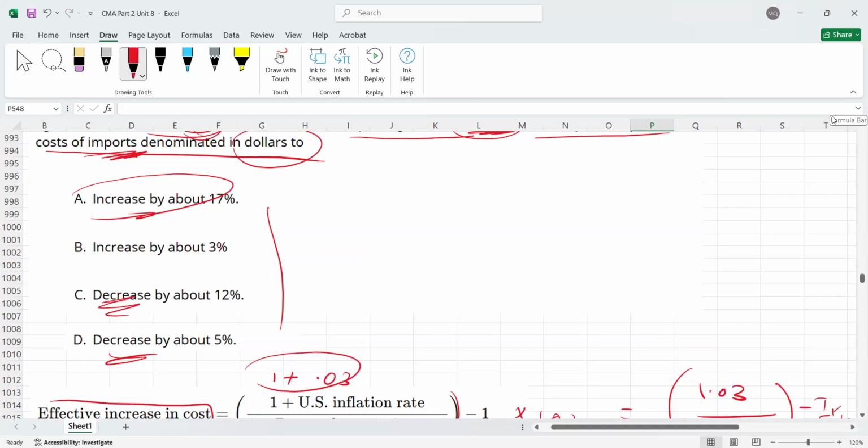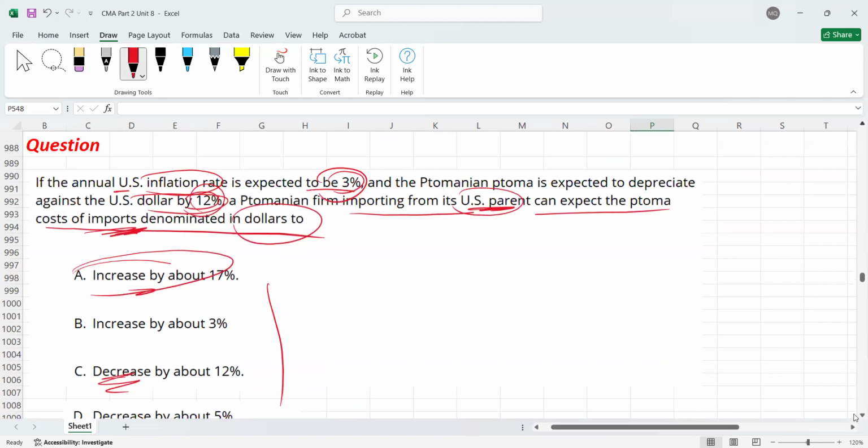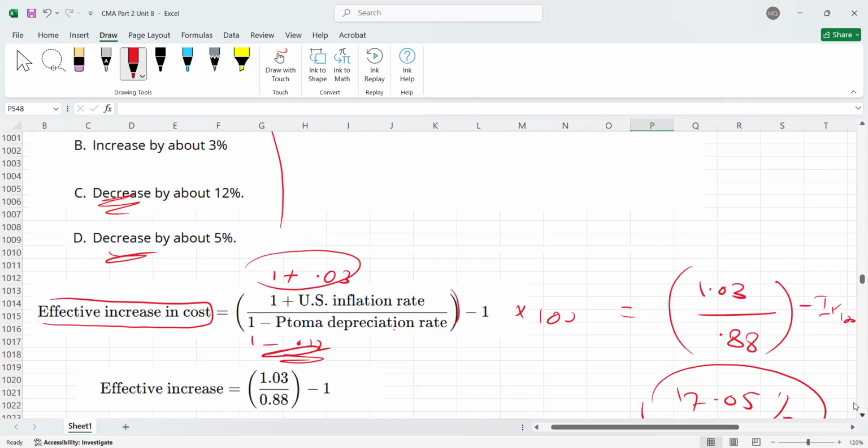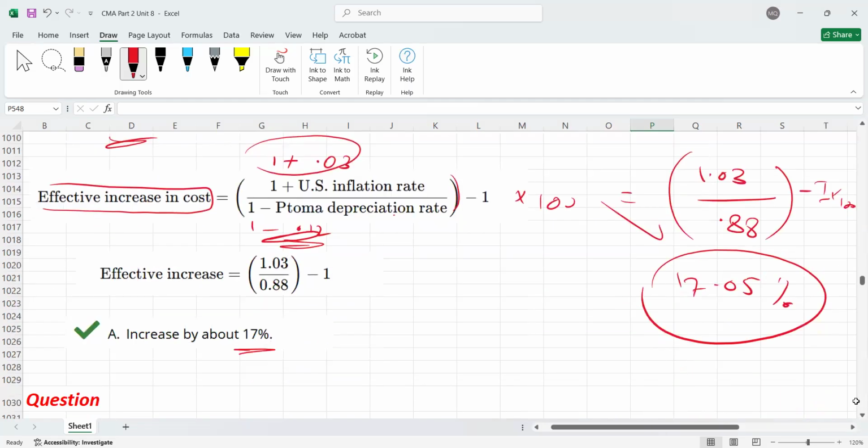So cost will increase. But if there is an appreciation in your currency, then cost may decrease, but your currency is being depreciated here. Understood? So the first option is correct. You can just cross check the answer, what answer you got. So yes, first is correct. 17% is the rounded figure.